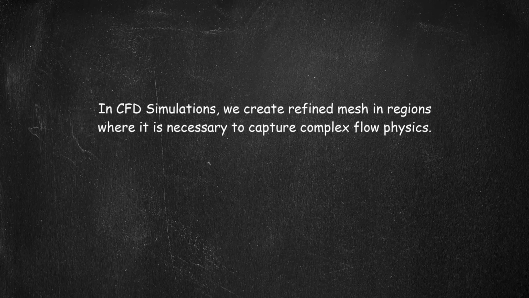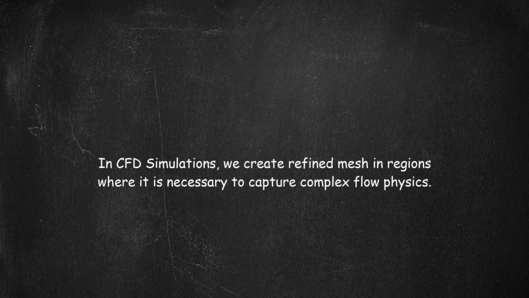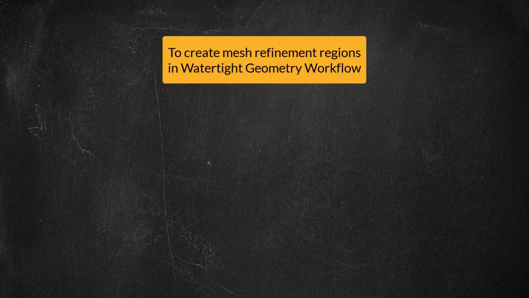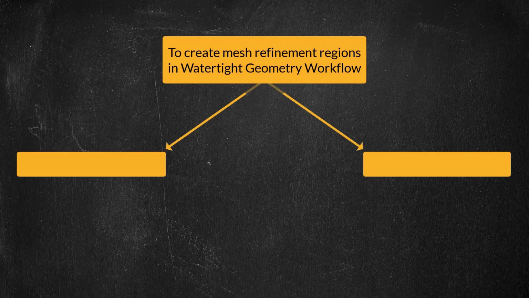In CFD simulations, it is often necessary to create regions of refined mesh to ensure an efficient capture of the complex flow physics in those regions. When using the watertight geometry workflow in Ansys Fluent meshing, there are two main ways of marking regions where we need specific mesh distribution: using BOIs and FOIs, and using local refinement regions. Let's start by first understanding the BOIs and FOIs approach.